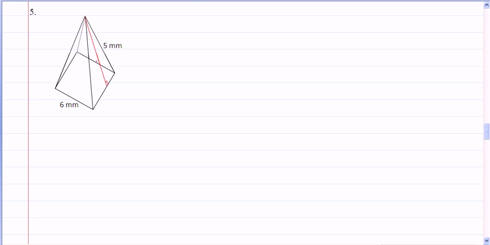For number 5, this figure is a pyramid, and I'm going to shade the base. For number 5, we have a pyramid. And the formula for pyramid is volume equals 1/3 base times height. And let's find the base first. The base is the area of the floor.